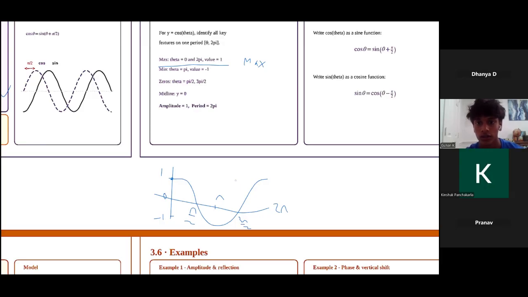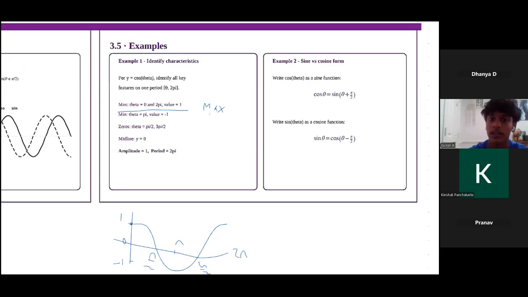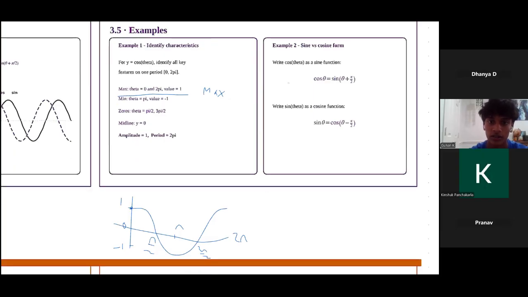Here, it's asking us to write cosine of theta as a sine function. And remember, we went over this earlier. Cosine of theta equals the sine of theta plus pi over 2. Because remember, we shifted pi over 2 units left, and then it's the same graph, right? Now, sine theta as a cosine function. Again, it would just be the inverse. So the sine graph is just a cosine graph shifted right by pi over 2 units.